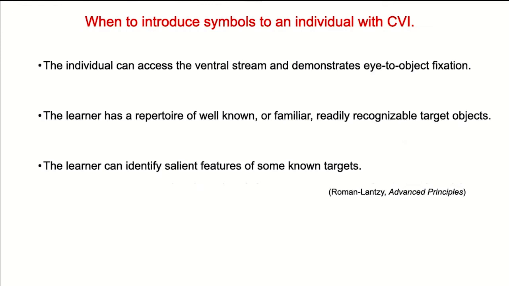So when we talk about an individual with CVI, Dr. Christine Roman-Lancy helps us understand when the time is to introduce symbols to an individual with CVI. And if you haven't read these in her work before, I remind you, the individual needs to be able to access the ventral stream and demonstrate eye-to-object fixation. The learner has a repertoire of well-known or familiar, readily recognizable target objects. And the last prerequisite is that the learner can identify salient features of some known targets. I encourage you to see the second edition for more information on the two streams of visual processing.